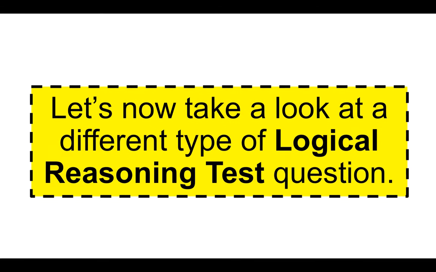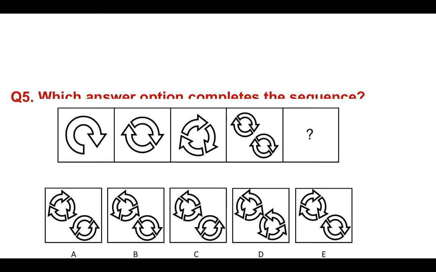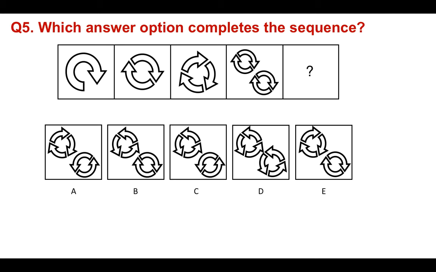Okay, next question. Let's move on to a different type of logical reasoning test question this time. So question 5, which answer option completes the sequence? So we now have a sequence across the top. We have some rotating arrows. So we have to look at that one, that one, that one, that one, and decide from the answer options of A, B, C, D, or E, which one goes there.